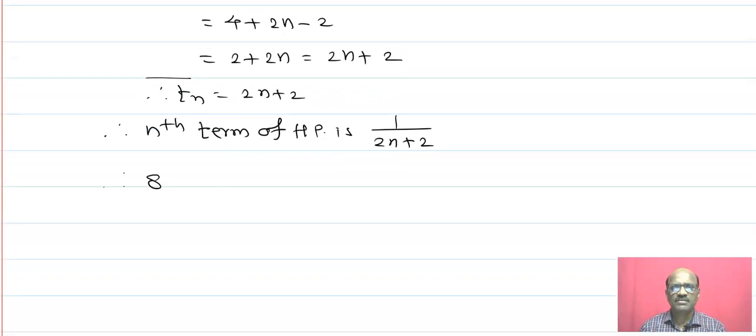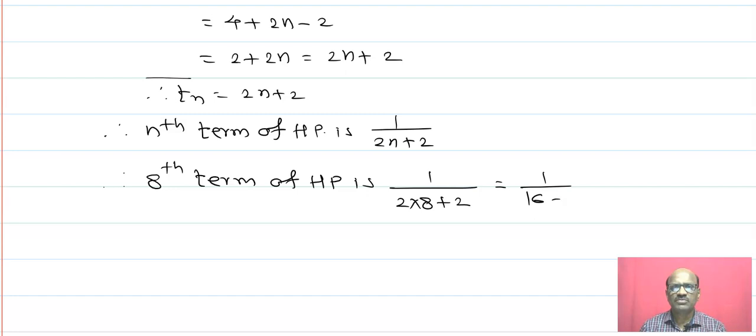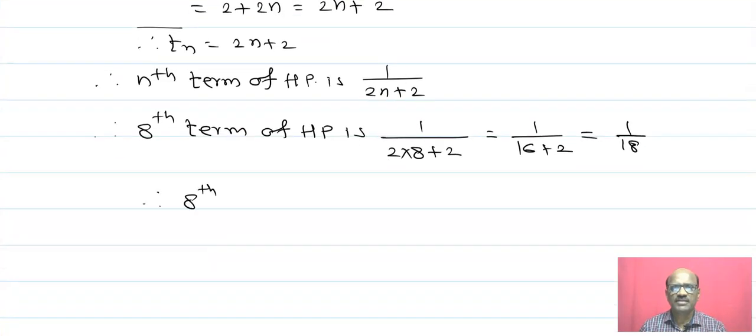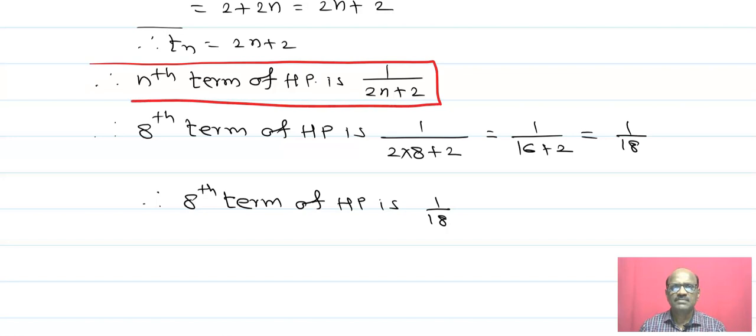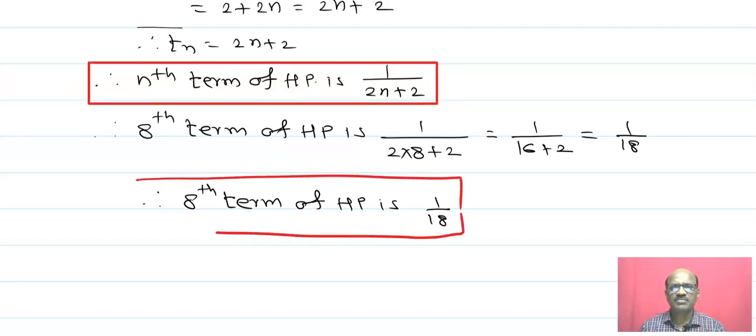Therefore, the eighth term of HP is 1 upon 2 into 8 plus 2, that is 1 upon 16 plus 2, that is 1 upon 18. Eighth term is 1 upon 18. This is the nth term, that is 1 upon 2n plus 2, and the eighth term of the HP is 1 upon 18.